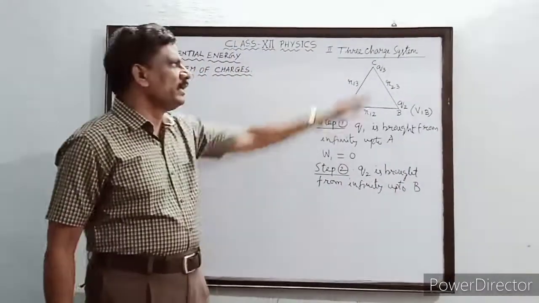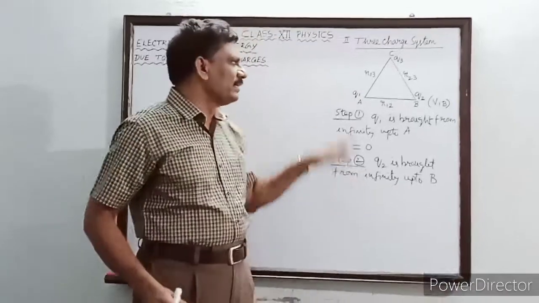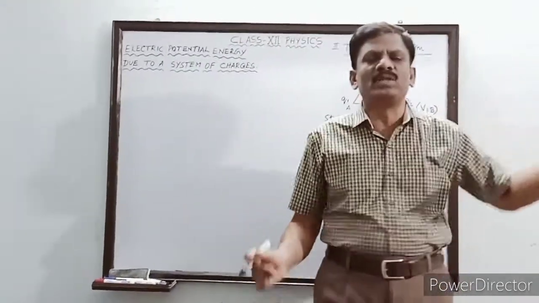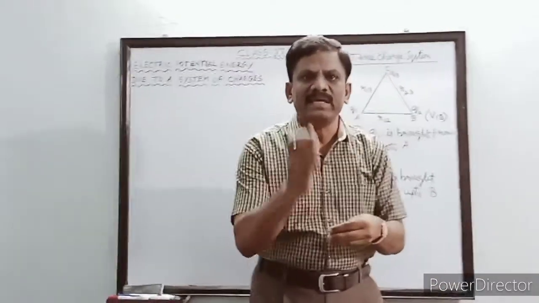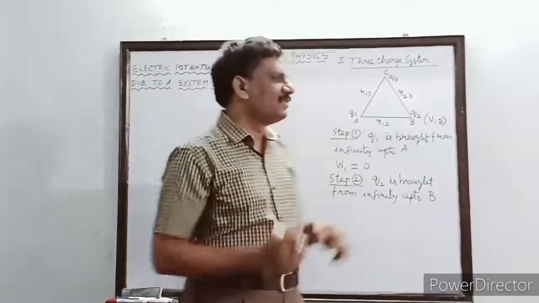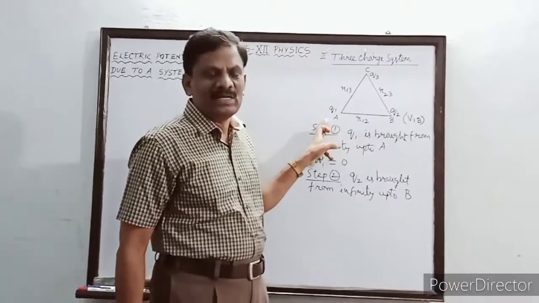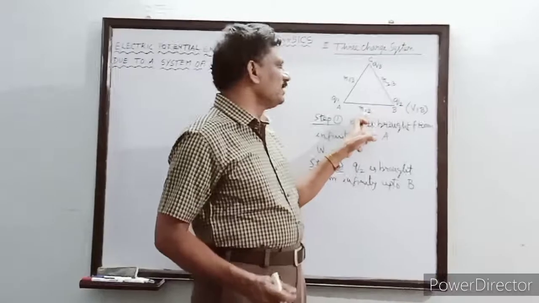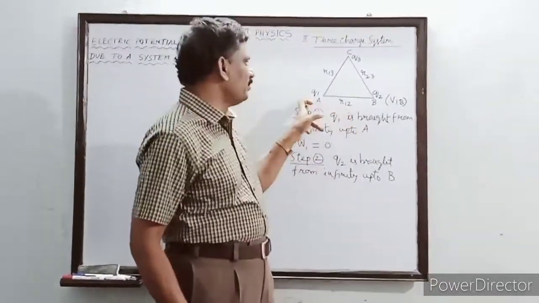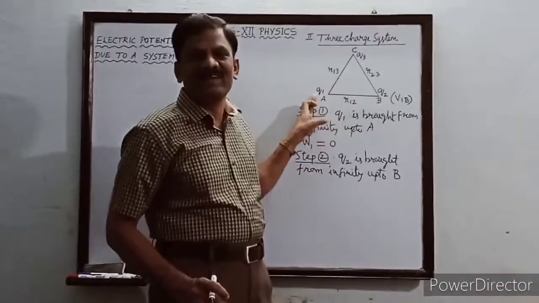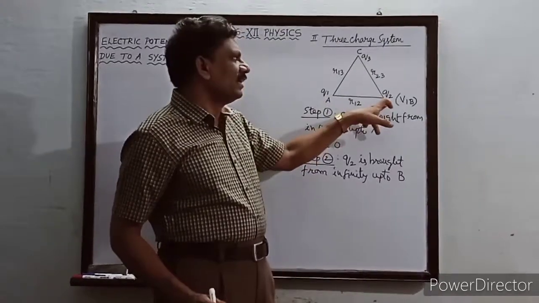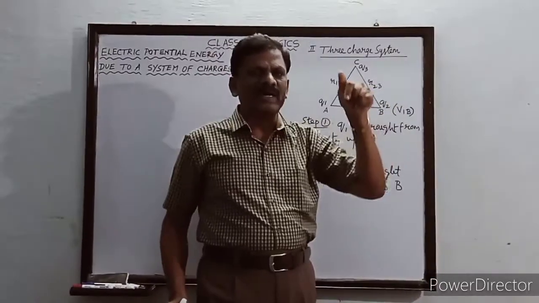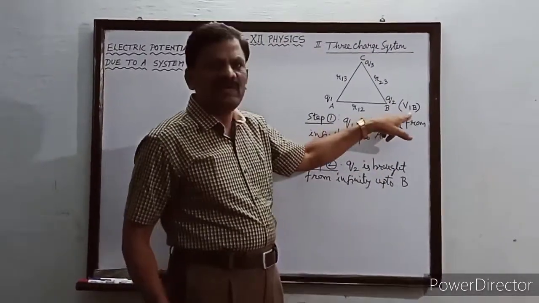Now Q3 is not present. Only Q1 is present. So when Q2 coulomb is brought from infinity up to the point B, it is being repelled by the charge Q1. So against the repulsion of Q1, when Q2 is brought up to a distance of R12 from Q1, work has to be done or not? If plus 1 coulomb is brought from infinity up to the point B, then that is denoted by V1B.